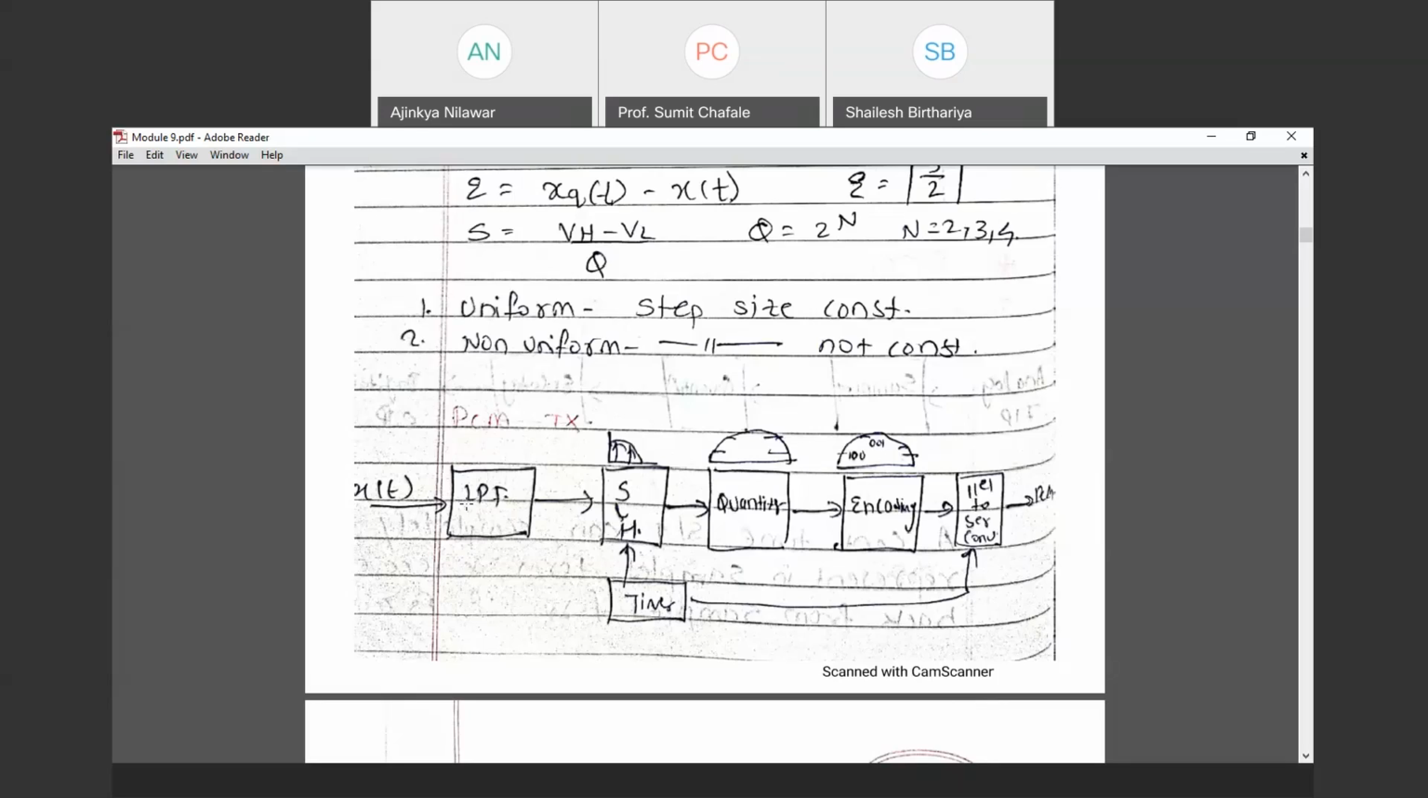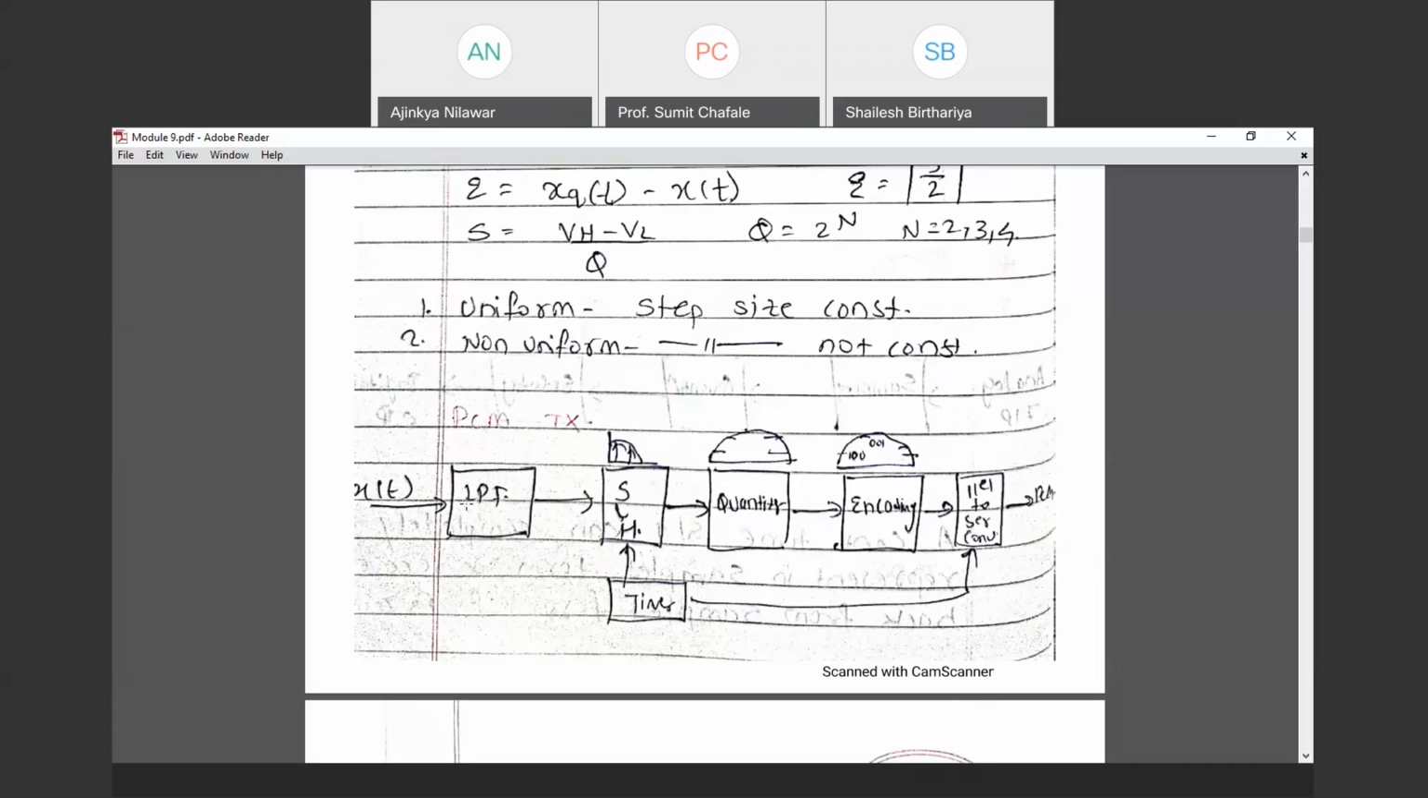Then the second block is the quantizer, where we are deciding the various voltage levels. Third is the encoding, where we use whatever n-bit representation we have. If it is 3-bit, then for each sample we have a 3-bit representation. If the value of n is 4, then for each sample we have a 4-bit representation.